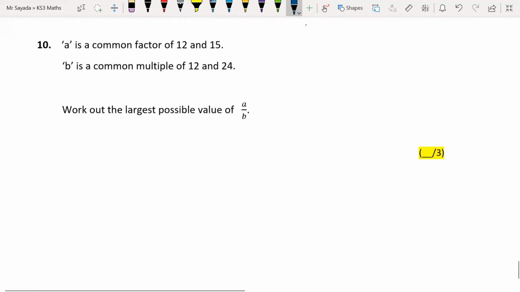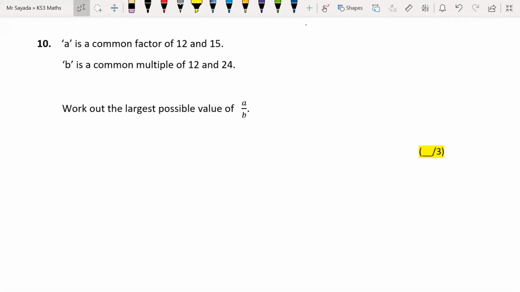So here's the last question. Pause the video to do this question. Press play once you're ready. So you should have now done this question. To work out the largest possible value of A over B, we want our number on the top to be, and here's your choice: do I want the number on the top to be as high as possible or as low as possible? Say your answer to the video. You should have said that I want my number on the top to be as high as possible.